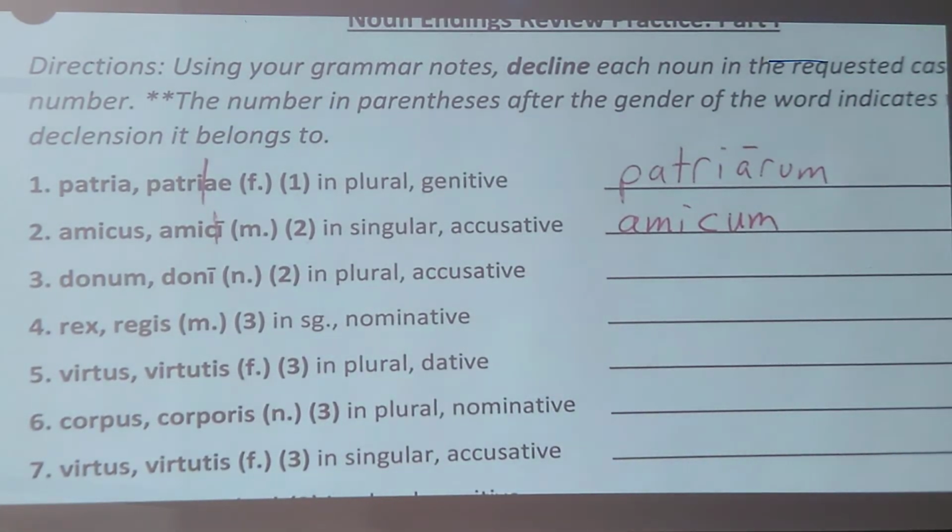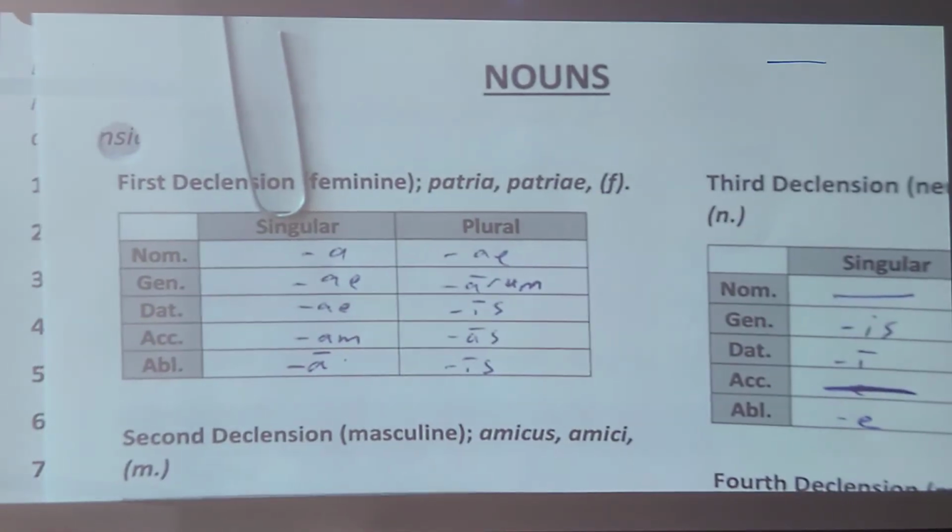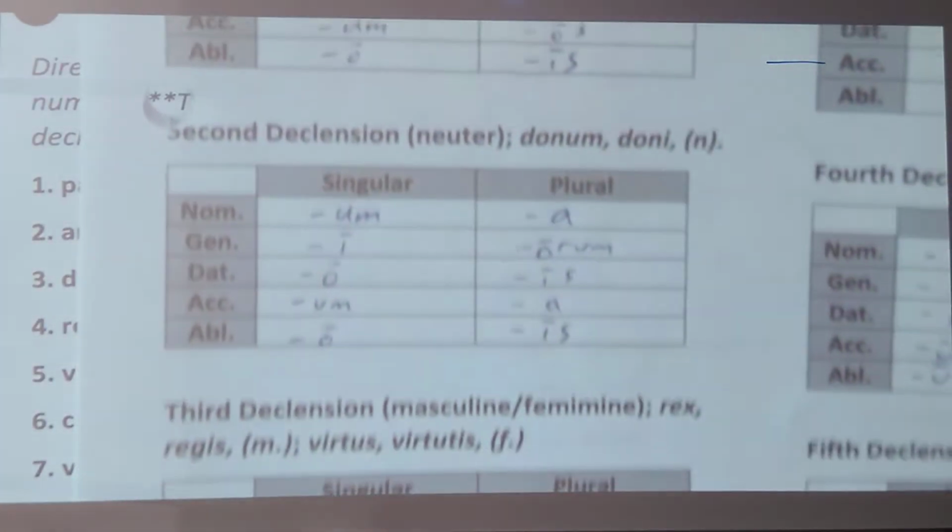And if you were wondering what chart I was looking at, hopefully you watched the video before this one, but it's this chart from the last video, right? The noun endings, first declension, second, down to third.